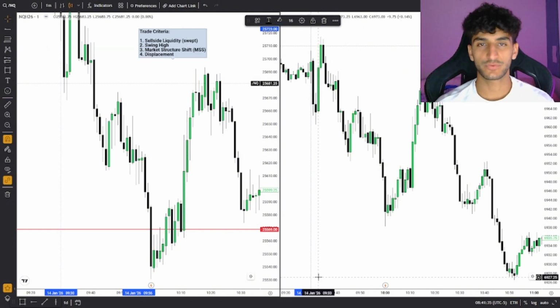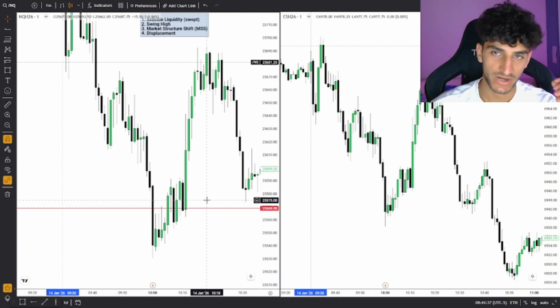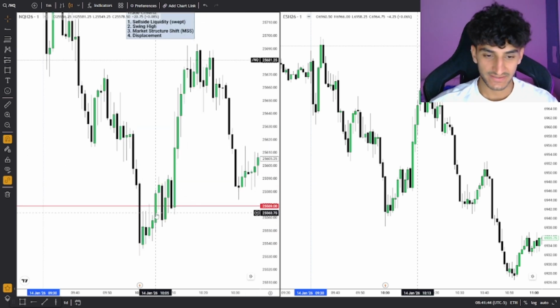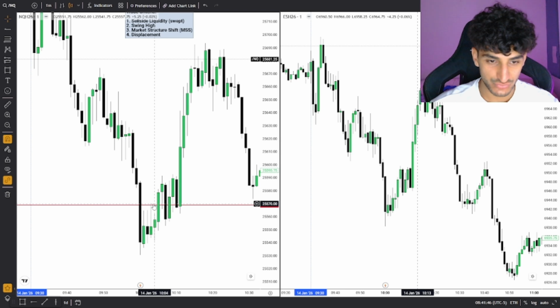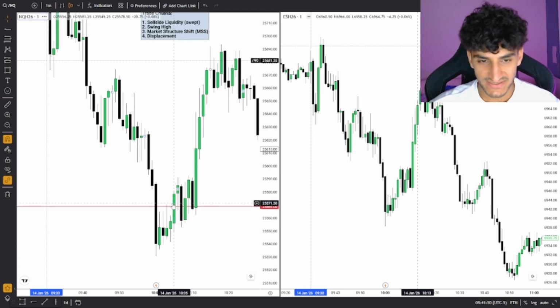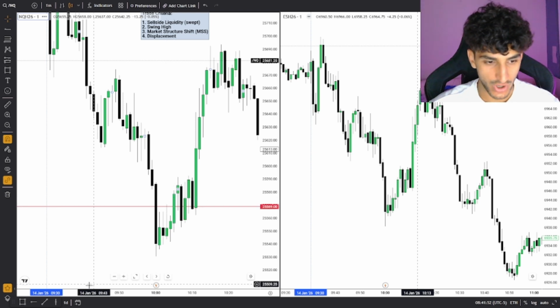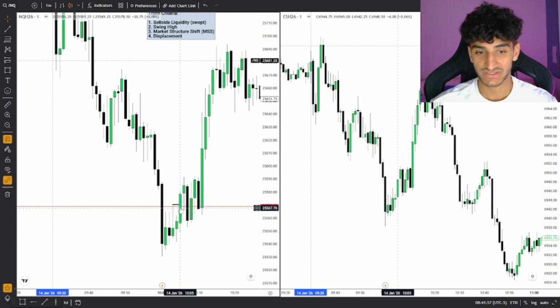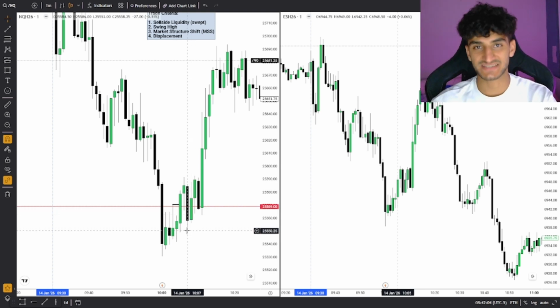Now, number 3 and 4 on our checklist criteria is going to be the market structure shift and displacement. So what that pretty much is, see this candle right here at 10:05 and this swing high at 10:03. So this 10:05 candle breaks and closes above this swing high right here. So if we draw a line horizontally, we'll see that price actually comes up and breaks and closes above this swing high right here. That is just called a market structure shift and a displacement to the upside.